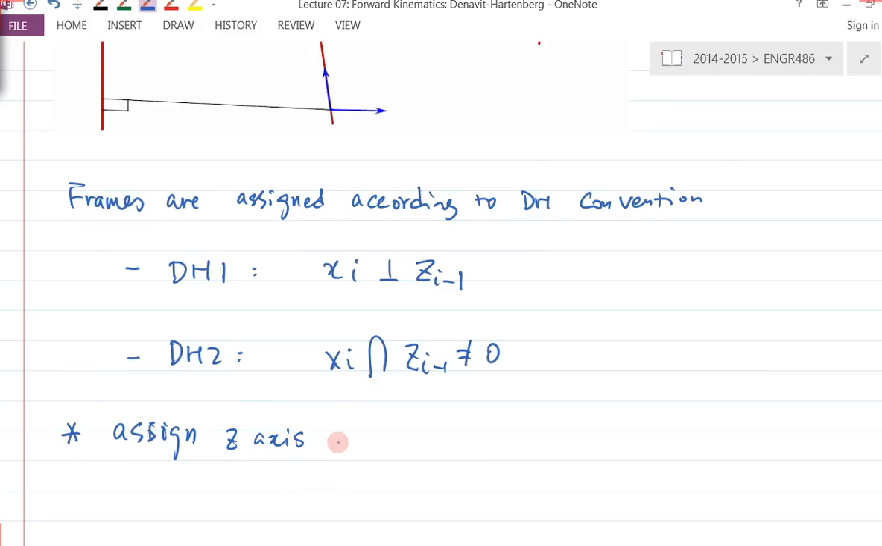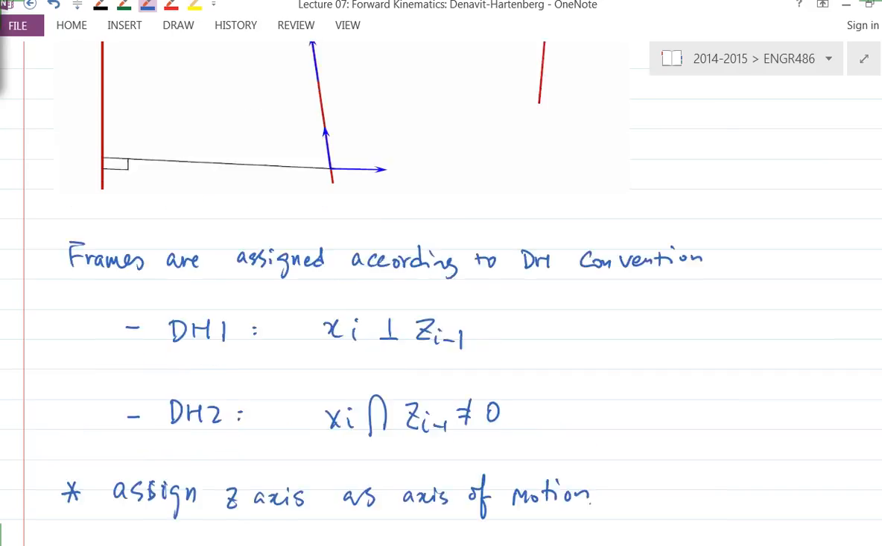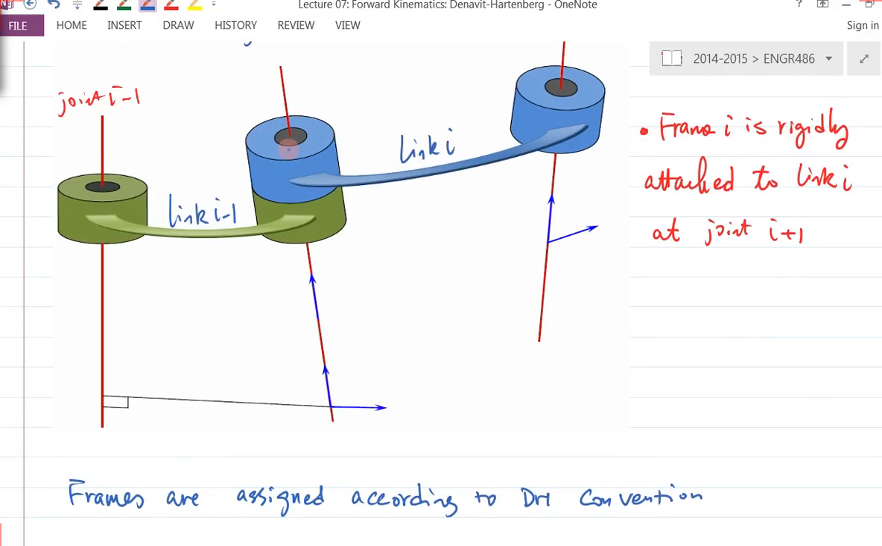Okay, the z-axis as the axis of motion. We only have two different kinds of joints: one is revolute and the other is prismatic, right? When we see the sign of z-axis of motion, this red line here is going to be your Zi axis, whether it's a rotational axis or a prismatic axis.